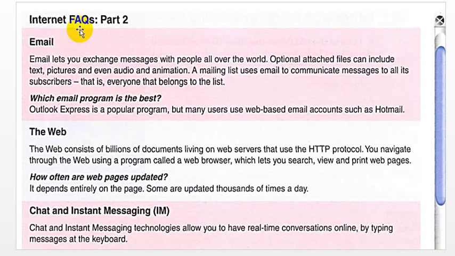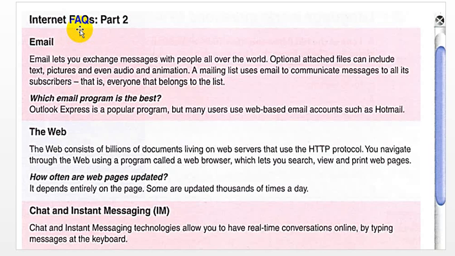Email. Email lets you exchange messages with people all over the world. Optional attached files can include text, pictures, and even audio and animation. A mailing list uses email to communicate messages to all its subscribers. That is, everyone that belongs to the list.